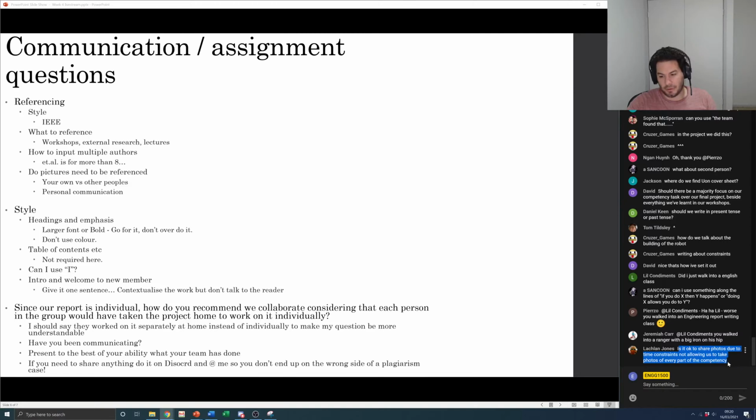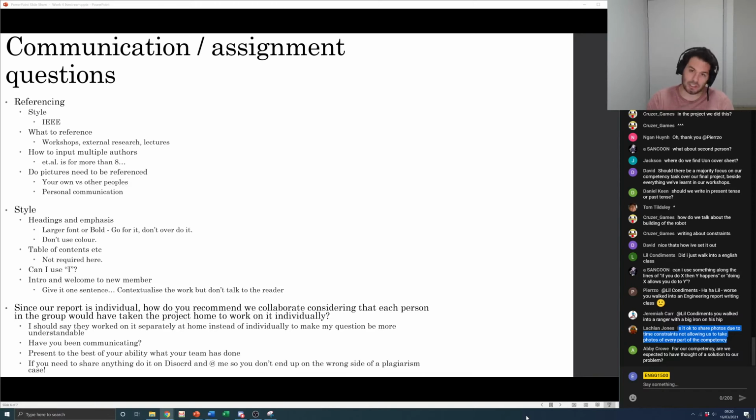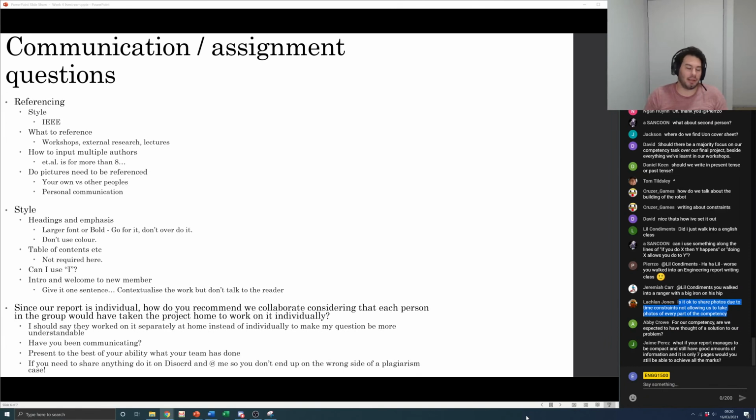Is it okay to share photos, due to time constraints not allowing us to take photos for every part of our competency? It is, but really try to avoid it. Try and take all of your own photos, because as soon as you start sharing photos, the plagiarism questions start to come up. So if your workshop leader has said, yes, nominate one photographer, I'm okay with that, that's fine. But if they haven't said that, everybody should be trying to take their own photos wherever they possibly can. I do understand that they can't, and it's fine. Again, share that photo through Discord. Make sure that we know that that was what was happening, and you'll be golden.